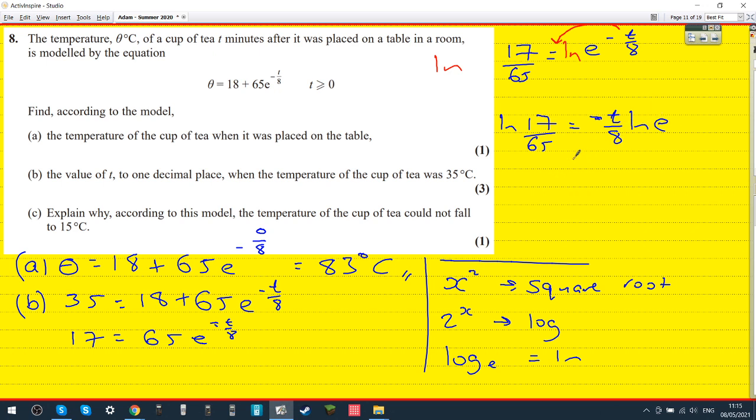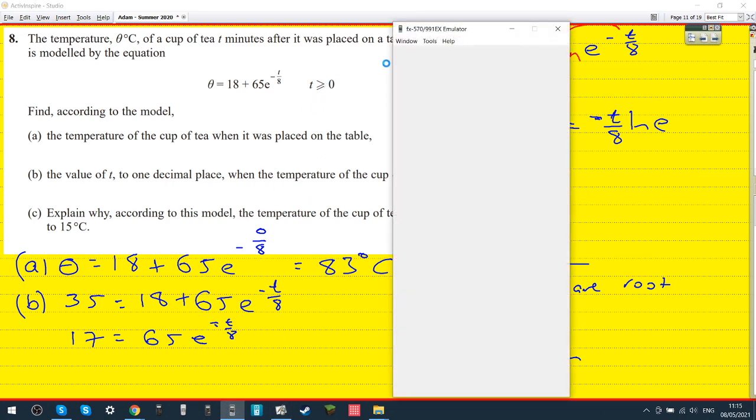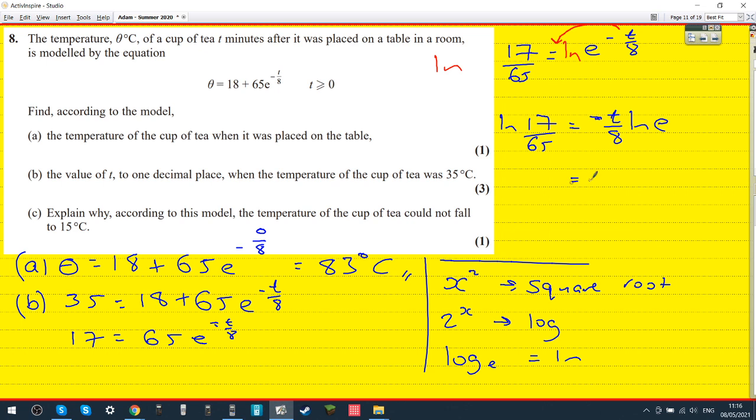What is ln e? Is that just 0 or 1? It's 1. And you get minus t over 8. So you work out what ln 17 over 65 is first, which is minus 1.34117.